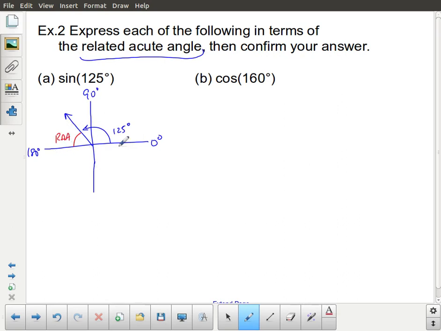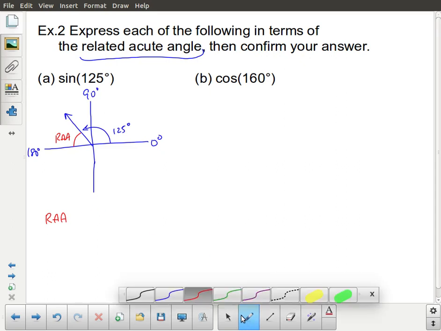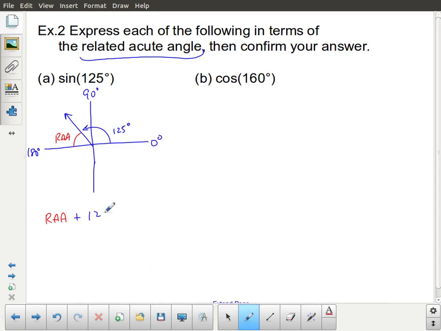And as you can see, we were talking a lot about supplementary angles. Here is a supplementary angle, and that's the relationship that we use. The related acute angle plus 125 degrees must be equal to 180 degrees. They're supplementary. So the related acute angle is equal to 180 minus 125, which is 55 degrees. So there's our first step in answering this particular question.